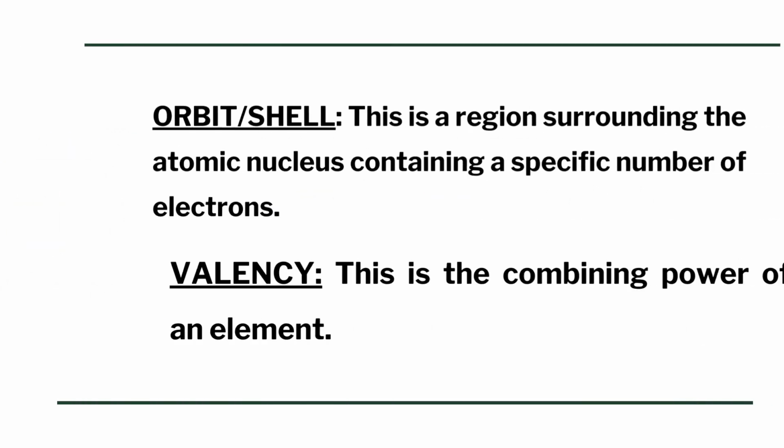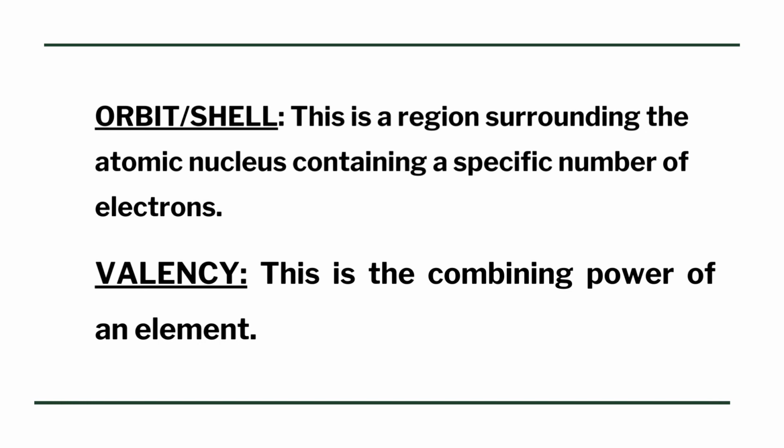Okay, let's look at orbit or shell. Orbits or shells are in the form of a circle. Those are the places, or that is a place, better still, where electrons revolve around. So it's a region that surrounds the atomic nucleus, containing a specific number of electrons. They are called orbits or shells.